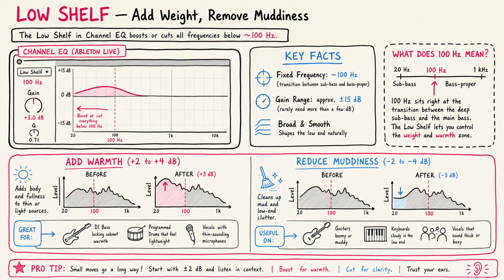The fixed frequency means you're making broad tonal decisions, not surgical ones. If you need to cut specifically at 80 Hz while leaving 120 Hz untouched, you need EQ 8. But for general more weight or less boom decisions, the low shelf handles the job quickly.